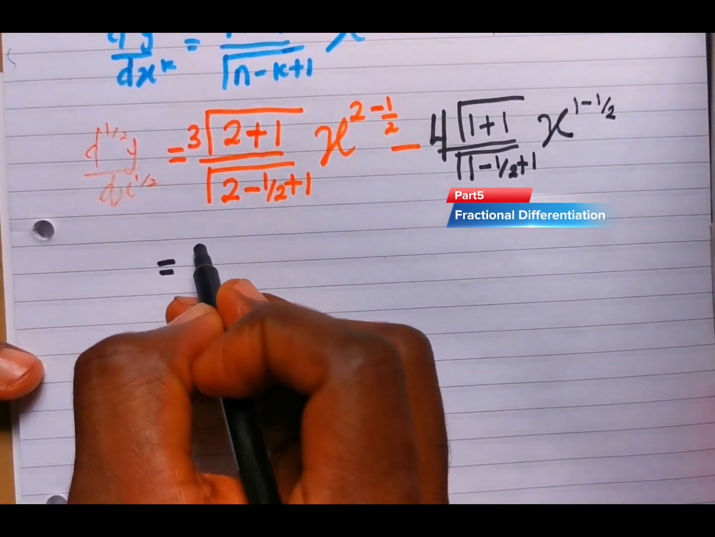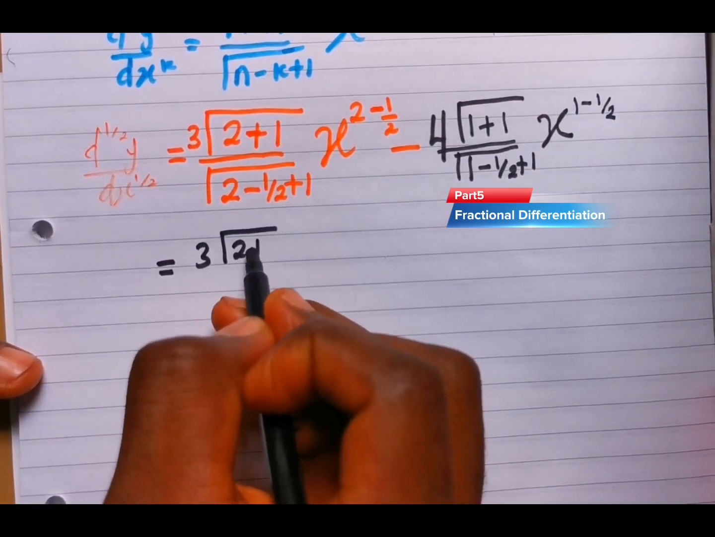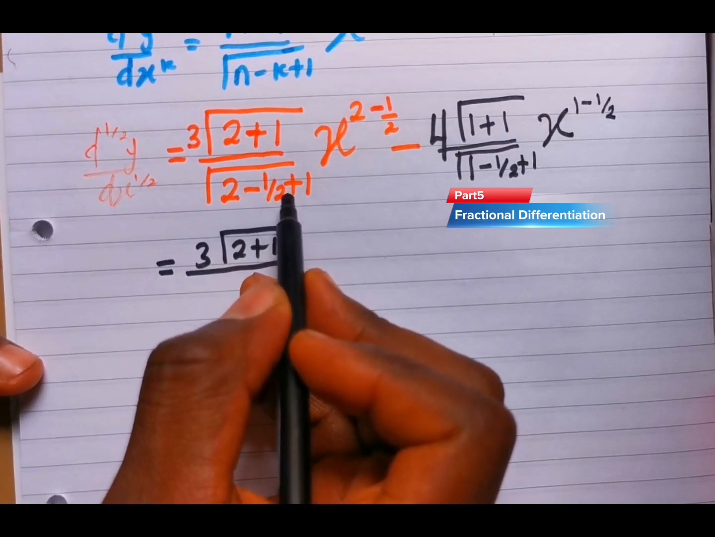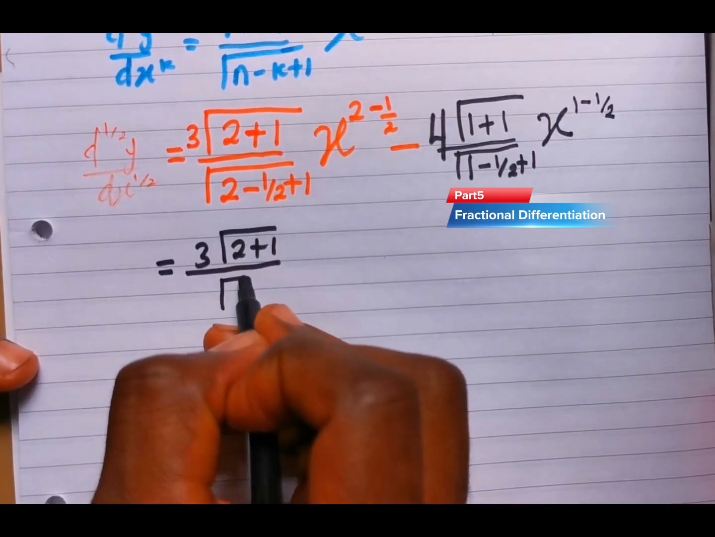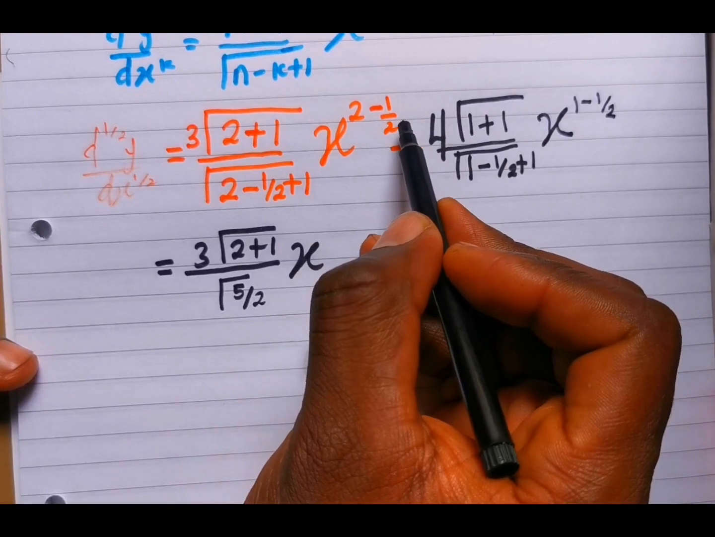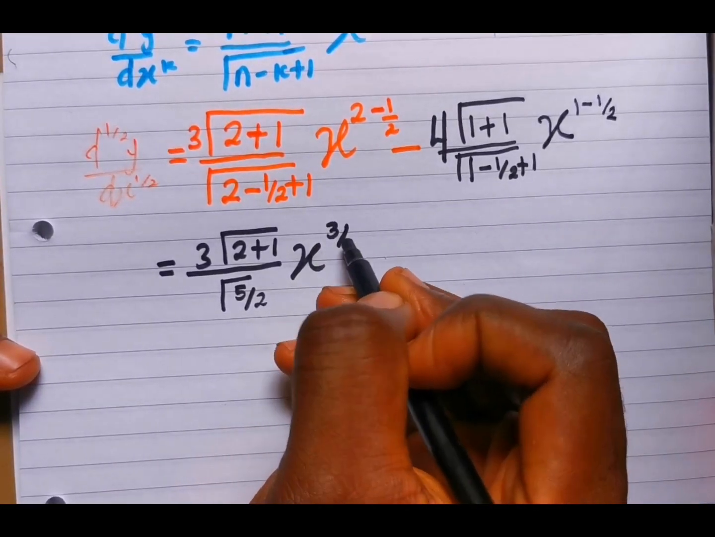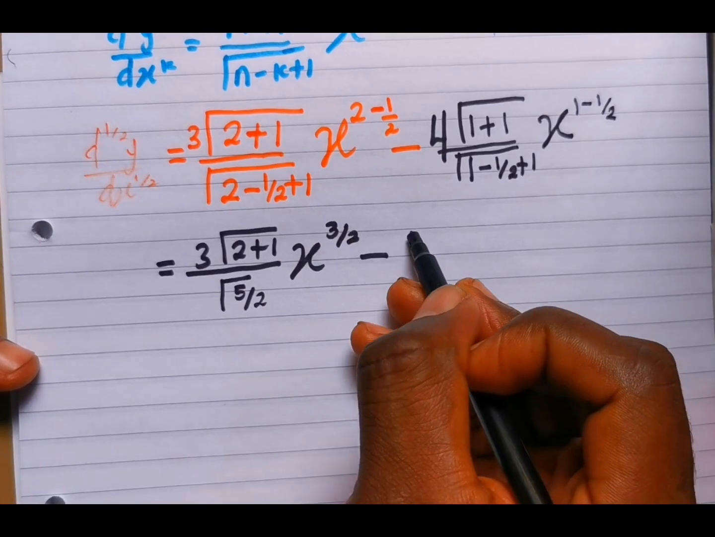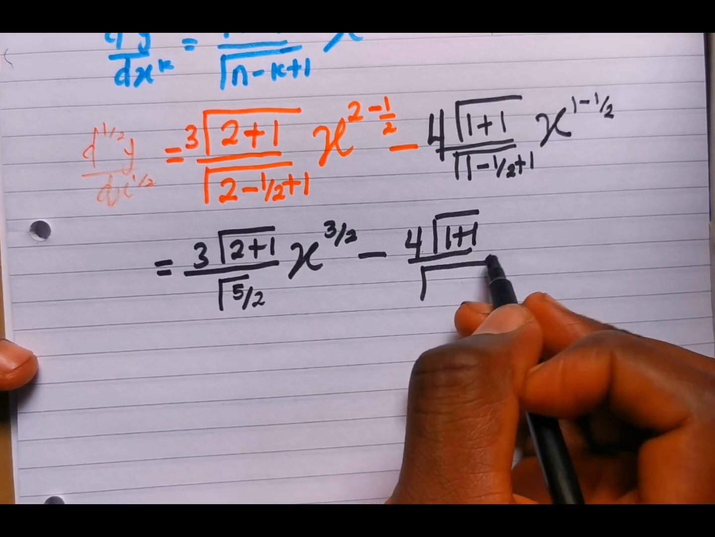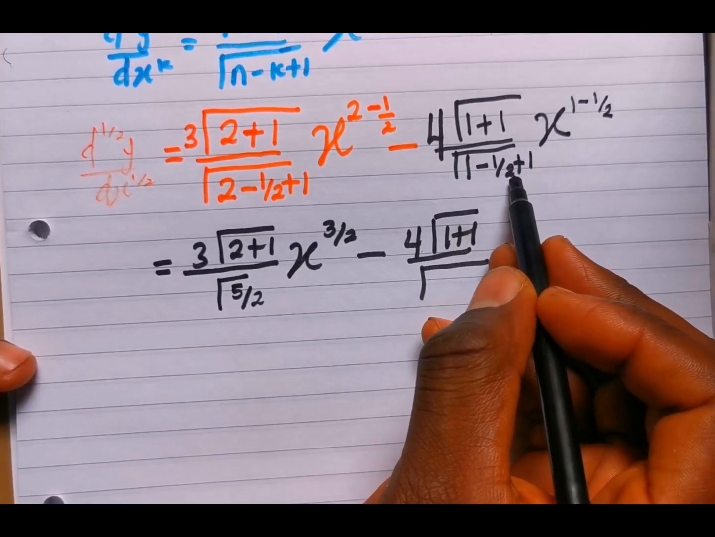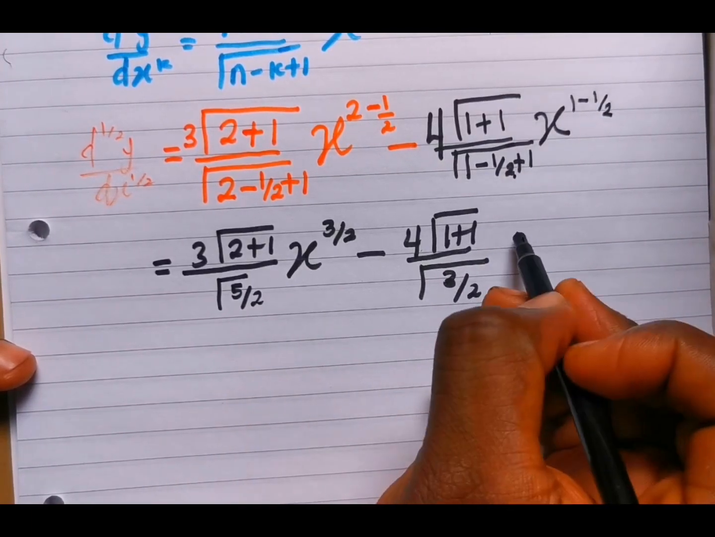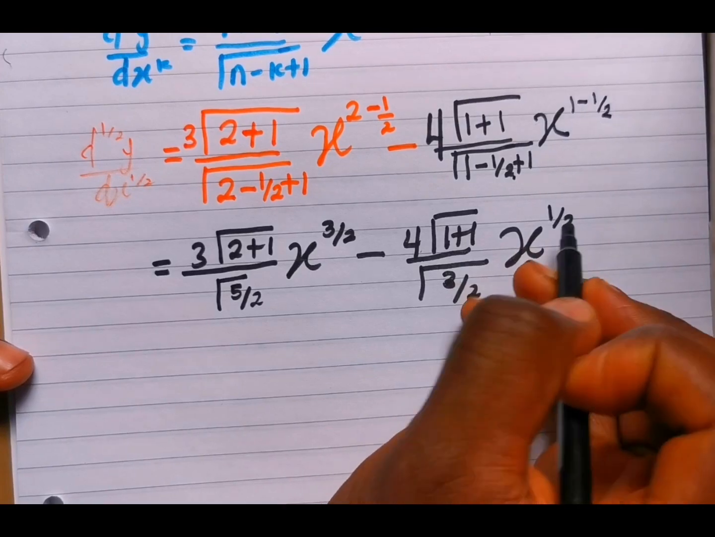This is equal to 3 gamma of 2 plus 1 all over, we have 2 minus 1 over 2, which is the same thing as 3 over 2, plus 1. I'm going to have the gamma of 5 over 2. Then x to the 2 minus 1 over 2, the same as 3 over 2. Then minus 4 gamma of 1 plus 1 over the gamma of 1 minus 1 over 2 plus 1, and 1 over 2 plus 1 is the same thing as 3 over 2. I have x raised to the power of 1 over 2.